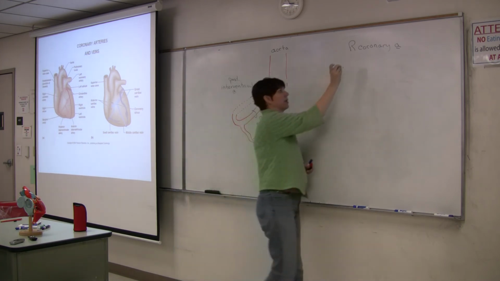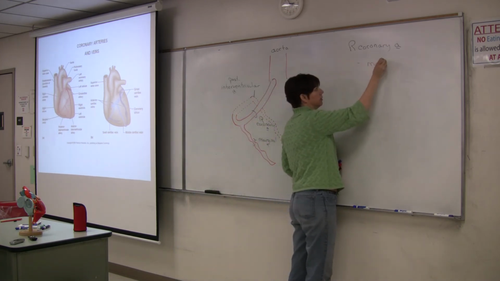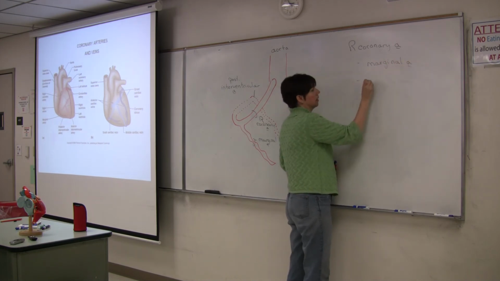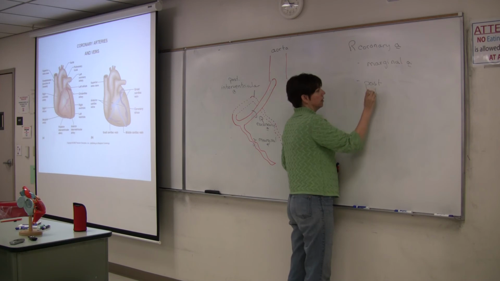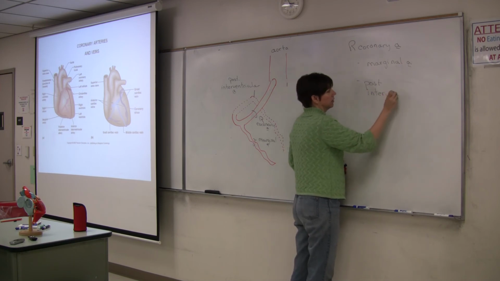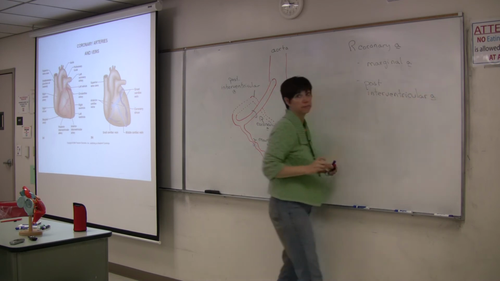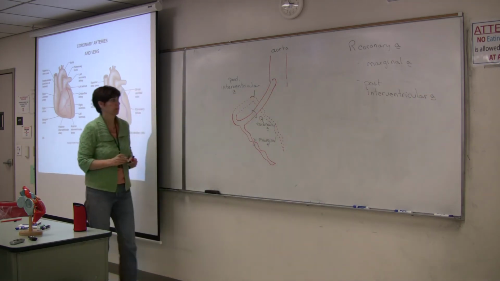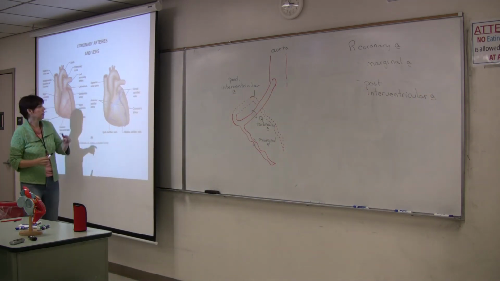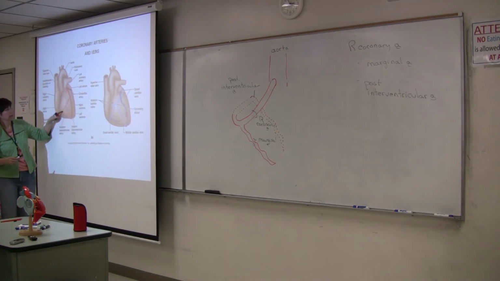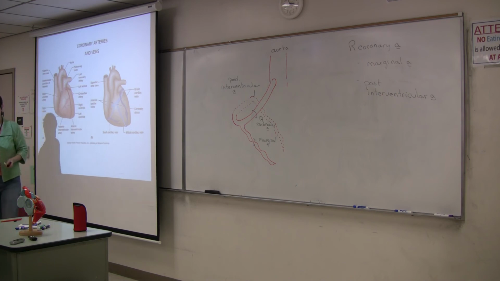So we have two branches, marginal and posterior interventricular. So that's the right side. Here's the marginal, here's the posterior interventricular.